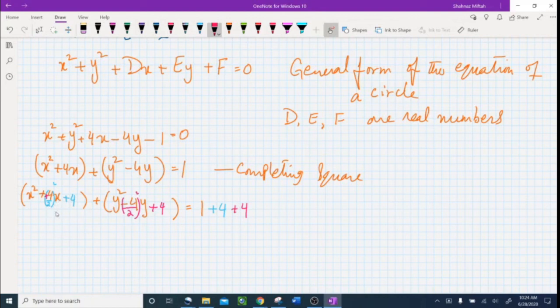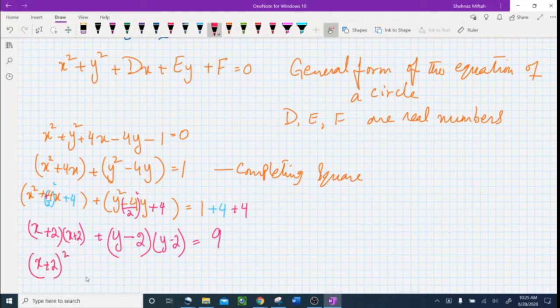Now how do I solve this? If I factor this out, it will be x plus 2 and x plus 2. If I factor this one out, it gives me y minus 2 and y minus 2. That's just a quadratic, like we usually factor. When I add them, the right side gives me 9. Now, if the factors are exactly the same, then you can rewrite this as x plus 2 whole squared, plus y minus 2 whole squared equals 9. So this is my standard form.